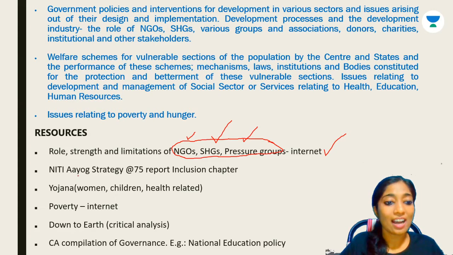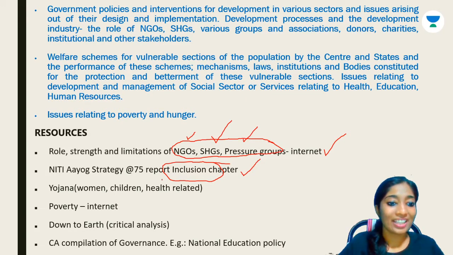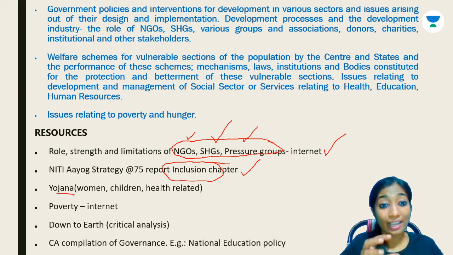And apart from that, I referred to NITI Aayog's Strategy for New India at 75 report. There was one chapter called Inclusion. Under this chapter, there are various other chapters related to poverty, gender, health, education, etc. That chapter I went through, especially for statistics, schemes, and their analysis. And then comes Yojana. There will always be women special, children special, health special Yojana issues, which you can go through for this particular syllabus.